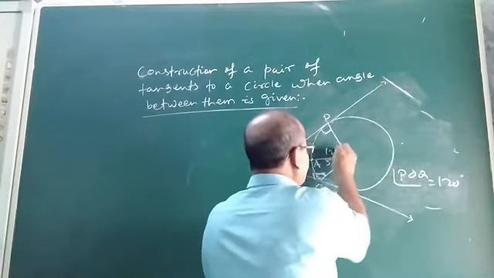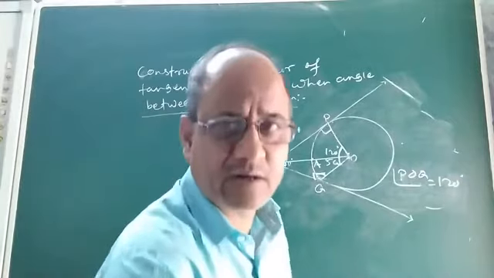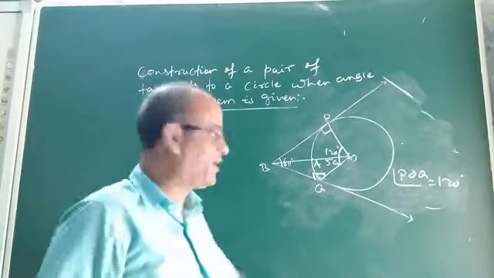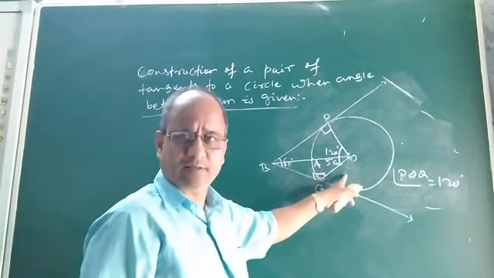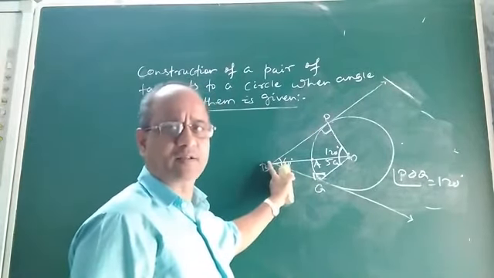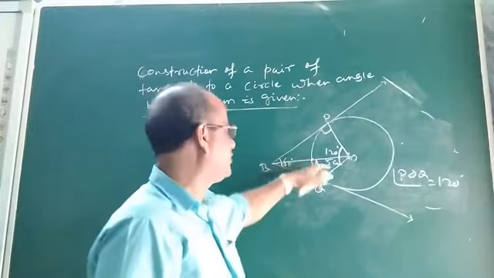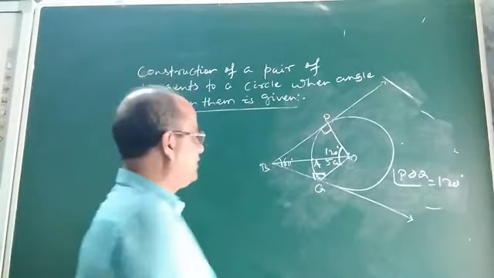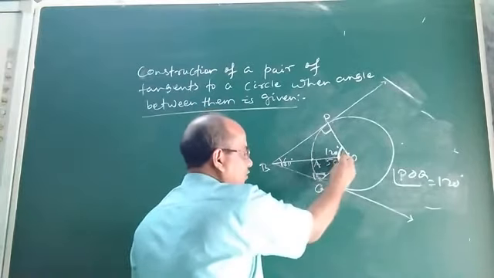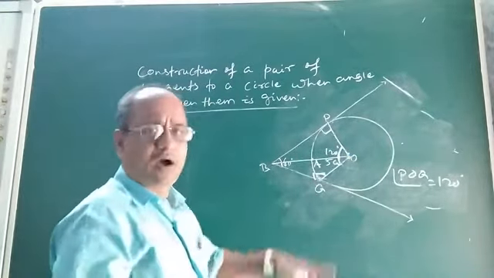So this will automatically become 120 degrees. Now see, children, how to construct this. From one angle we got all the three angles. If the angle of inclination between the two tangents is given, we can easily compute all the three other angles, that is angle P, angle Q and angle O. Now, how to construct this?